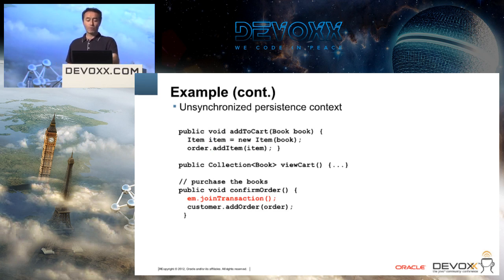But when we get to confirm order, I can take my unsynchronized entity manager and say, hey, I'm going to join the transaction now. I'm ready to do some database interaction. I want to commit my changes. It joins the transaction, and then as the method exits, the JTA transaction completes, and my order is written to disk, right? My customer goes to disk. So this is one way to do it, right?